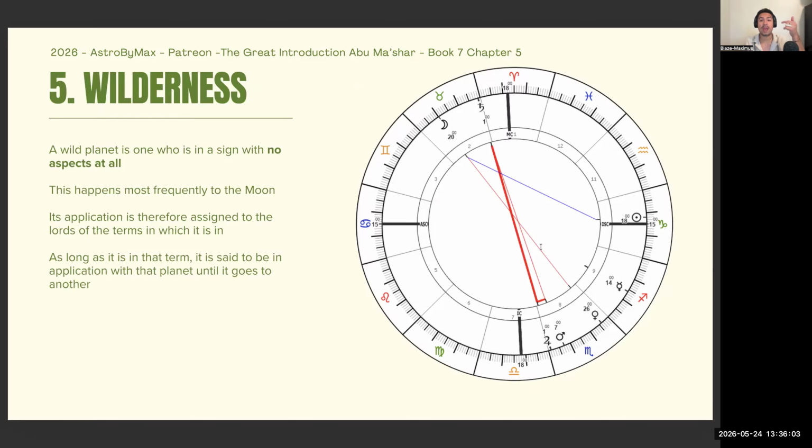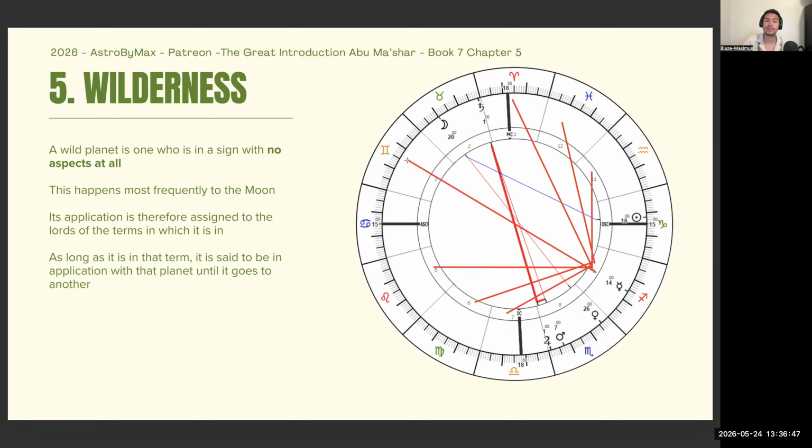Then, to take that further, we have a condition known as wilderness. A wild planet is one in a sign with no aspects at all. This most frequently happens to the moon, but it can happen with other planets. In this instance, you can see that Mercury is wild. Mercury is in the sign of Sagittarius, and the seven rays that it casts are the two sextiles, Aquarius and Libra, the squares in Pisces and Virgo, the trines in Aries and Leo, and the opposition in Gemini. It doesn't see anything in Taurus, Scorpio or Capricorn, so we would say Mercury is wild.